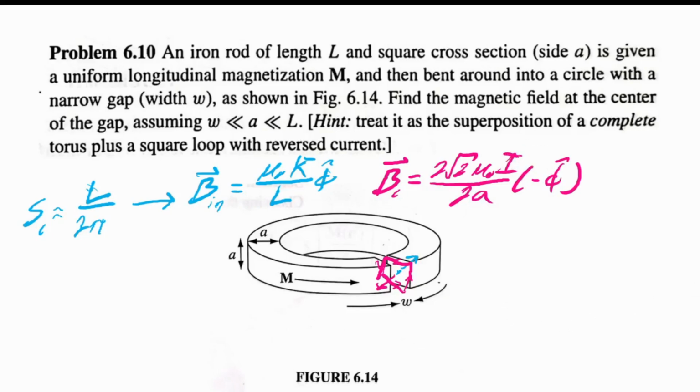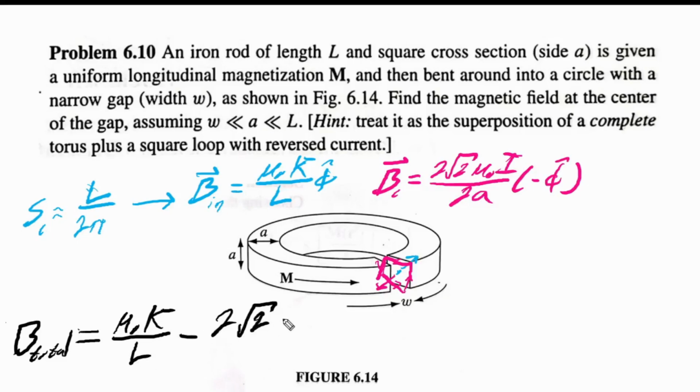All that matters is that when we combine these two fields, we get the correct answer. So finally, the last thing we're going to do is just simply combine these two. I'm just going to say it's a magnitude, but I'm going to give a direction here. It's just going to be equal to, we're going to take this and subtract this quantity. So mu naught k over L, and then we're going to subtract 2 times the square root of 2 mu naught I over 2a.